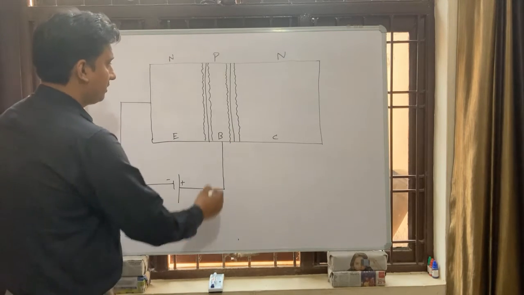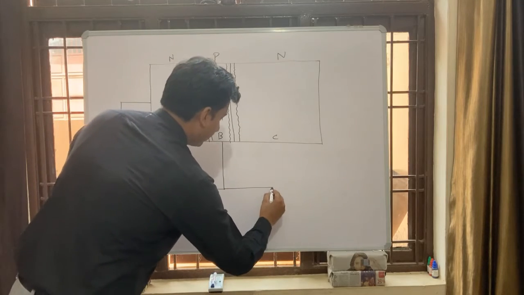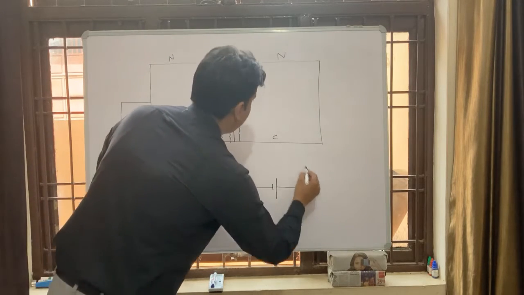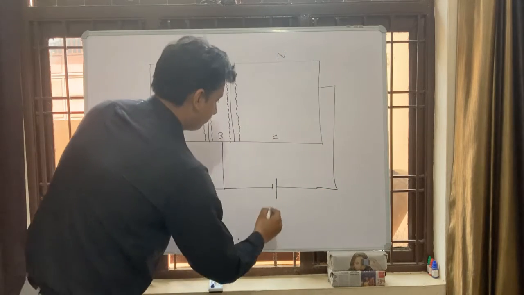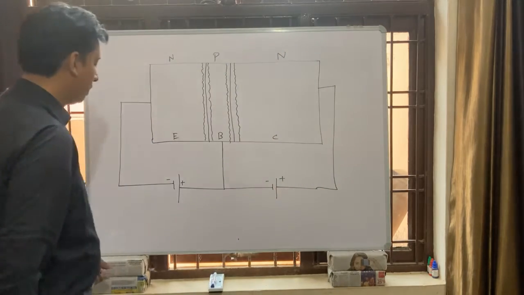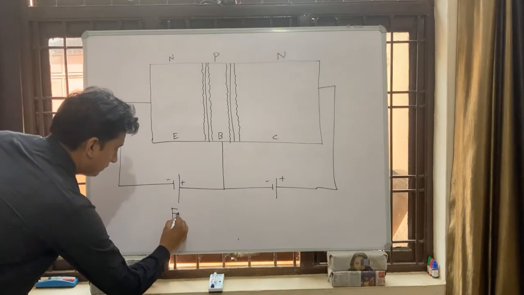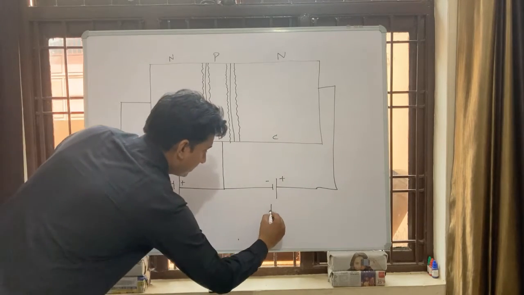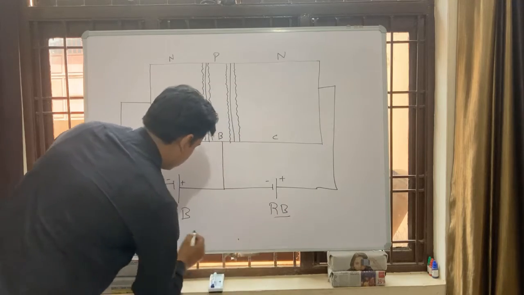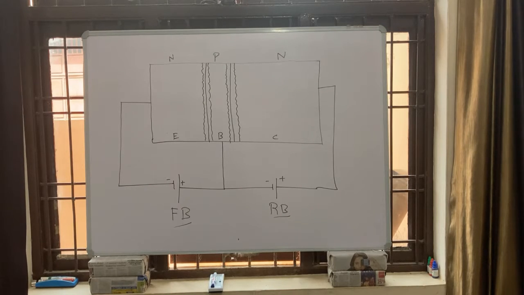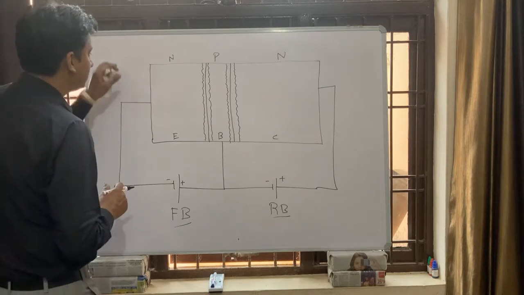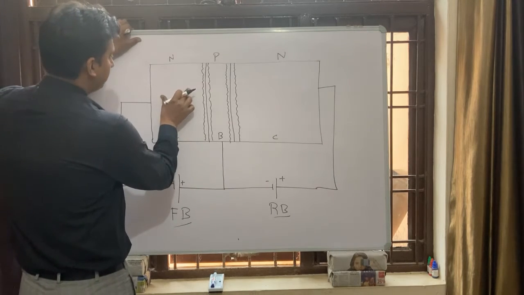For the reverse biasing of the base collector junction, I need to connect the base with this minus, and this N is connected with the plus. So with minus and plus, this is forward biased and this is reverse biased. You can have a look at this, the working of the bipolar junction transistor. Now what happens is, this is N.